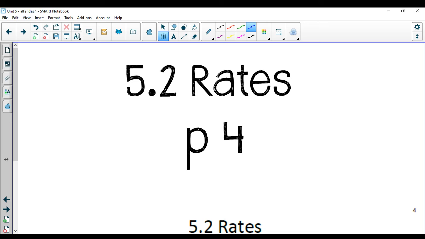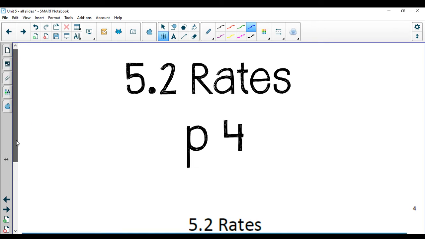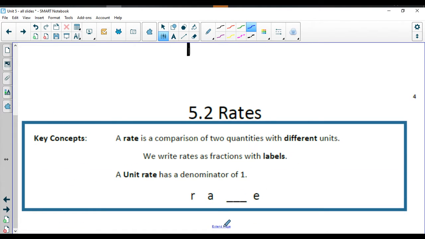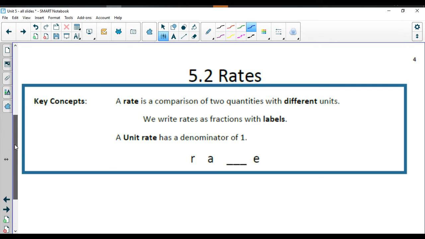All right, second lesson of this unit, or 5.2, is the lesson on rates. We're on page 4 inside your notes packet for today. So the key concepts up at the top of the page for rates. A rate is a comparison of two quantities with different units. So today we're going to actually see two different units instead of ones that are the same. We write rates as fractions with labels. So these are going to have labels on them.